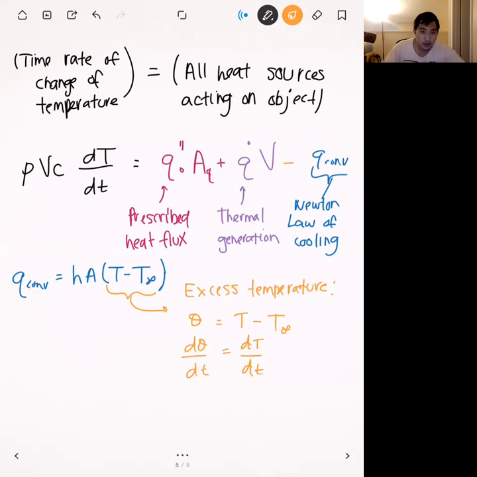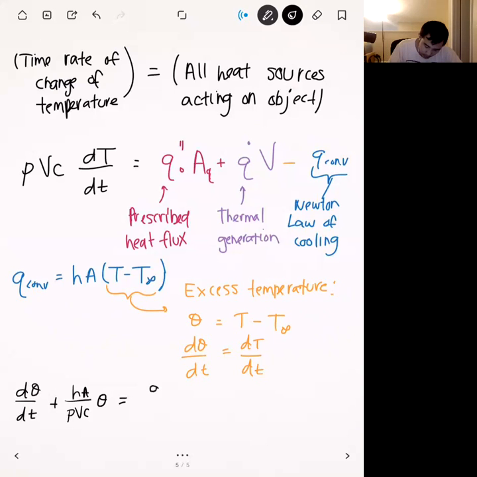Now we can put all this together and get the final expression for our general lump capacitance. What we have is d theta dt, our time derivative term, plus hA over rho VC times theta. That's our convection term, which I moved to the left-hand side. Notice also that I divided the entire equation by rho VC, so you don't see anything in front of the time derivative, but you do see a denominator for the convection term.